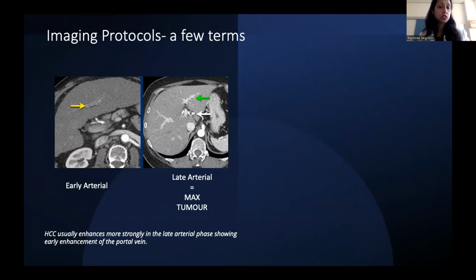And here you can see the early start of the enhancement of the hepatic arteries, whereas the late arterial phase is the stage of maximal tumor, we call it, that is with very bright or hyper-intense enhancement of the hepatic arteries and the beginning of the enhancement of the portal veins, but there's no enhancement of the hepatic veins at this point in time. So HCC, being a very hypervascular tumor, will enhance more strongly in the late arterial phase and with early enhancement of the portal vein.